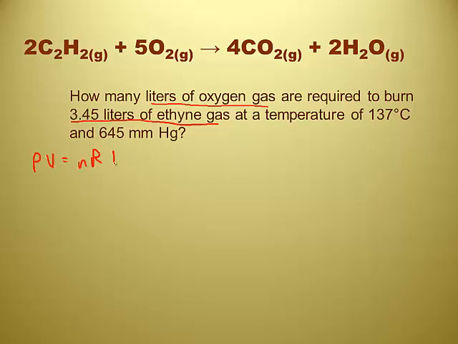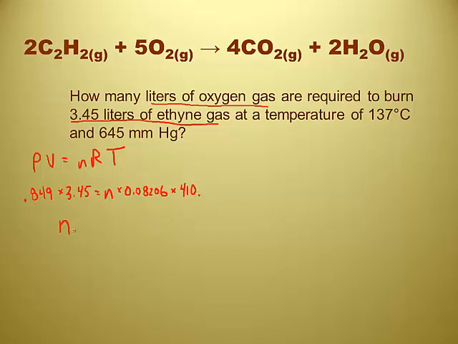PV equals nRT. My pressure is given as 645 millimeters of mercury. I need that in atmospheres, which is 0.849 atmospheres. The volume, I do know, is 3.45 liters. The number of moles is what I'm looking for. 0.08206 is R, the constant. And the temperature in Kelvin is 410, with a decimal place, because the ones place is my last sig fig.